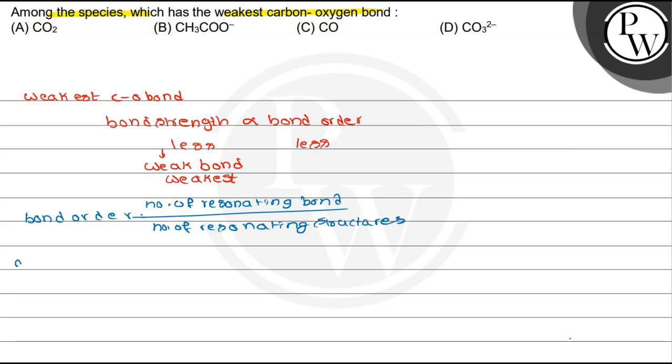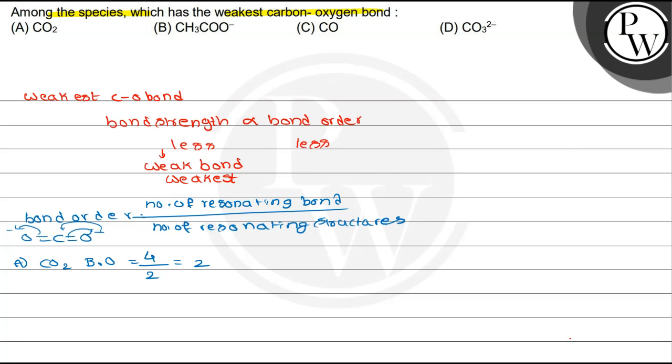First of all, compound A, CO2. The number of resonating bonds: C double bond O, C double bond O, so 4 are present. For the resonating structures, there is one structure, and when the charge shifts, the minus charge will go to the other side. So totally 2 resonating structures. The bond order will be 2.